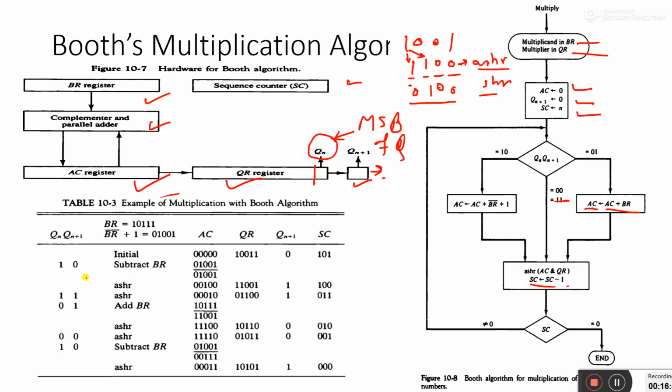Now let's see the example. I will check my Qn plus 1. I will just take a complement and addition of the 1 in the BR register, so that I can get the 2's complement of the BR register. I will use my accumulator, and initially it will be 0. I will use my QR, which has a multiplier. I will use my Qn plus 1, which is a 0. Sequence counter, which is 101, which is a 5.